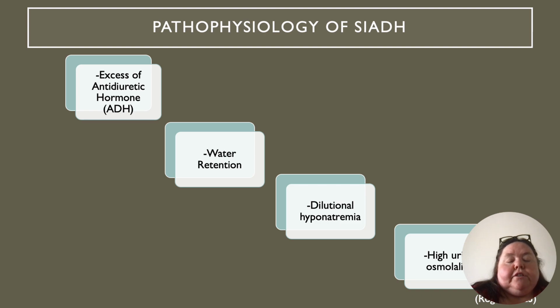You'll see low urine output, but the patient will not be hypovolemic. Urine osmolality will be greater than 800, and this is due to the antidiuretic hormone stimulating the kidneys to reabsorb the water, which results in increased urine concentration.